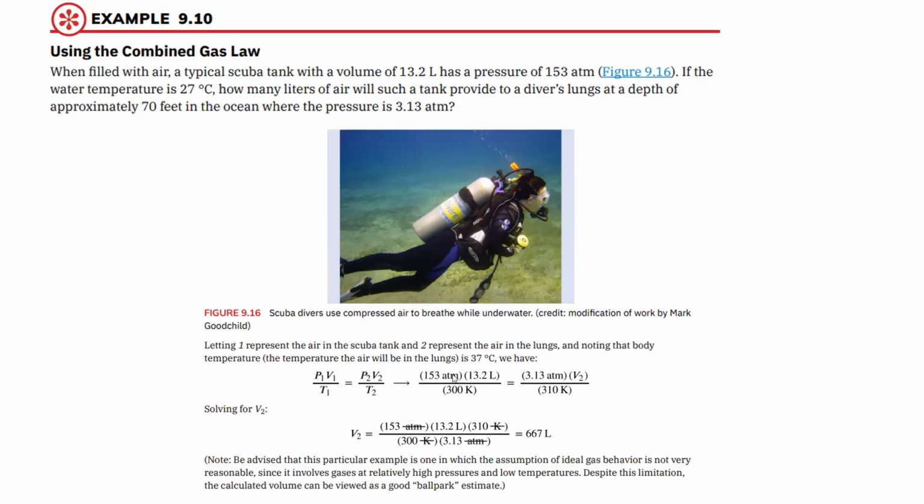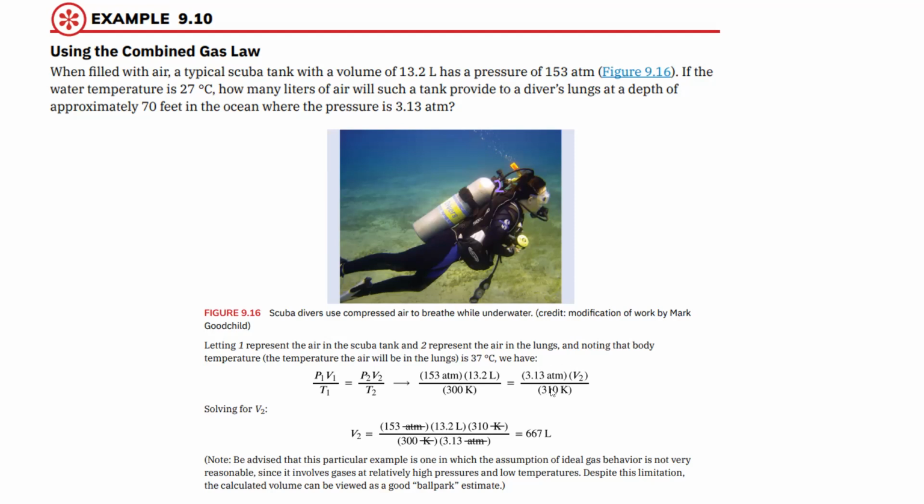So P1, V1 on top, just the initial pressure and volume, 13.2 liters, 153 atmospheres. And then T1, we don't want to plug in 27 degrees C. We still need to convert to Kelvin. So that's why we've got 300 Kelvin. So this is our initial set of conditions when it's in the tank.